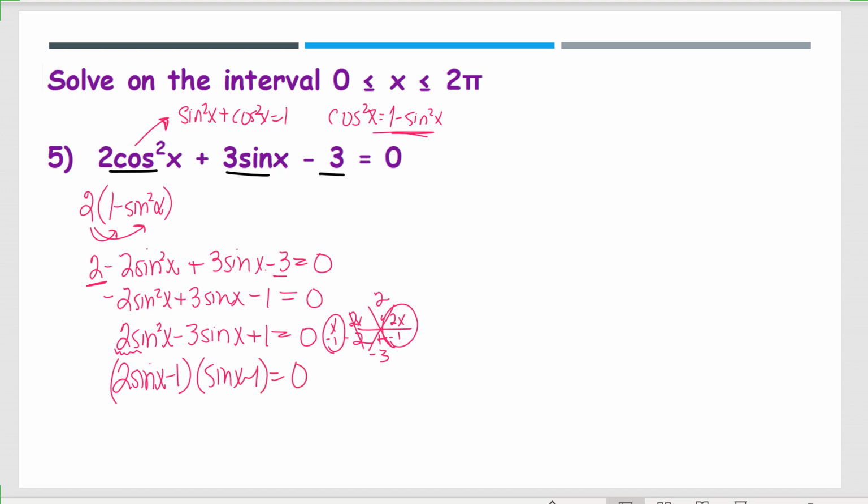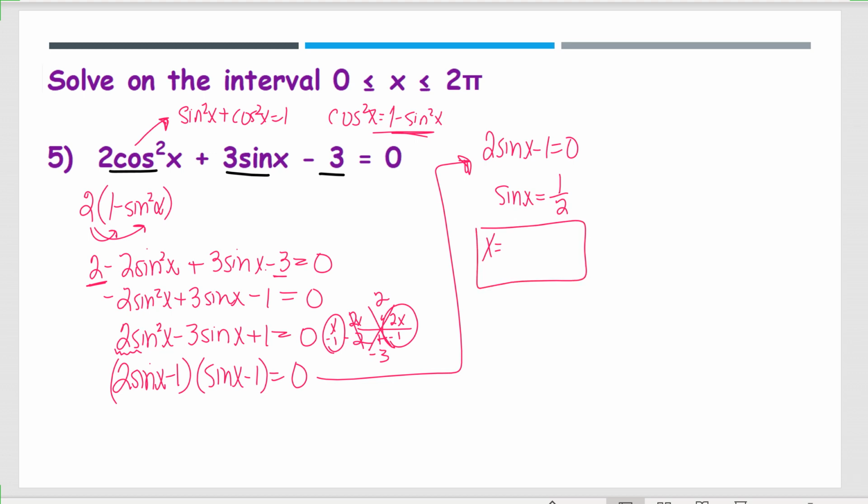And then we are going to set those two factors equal to 0 as we've done with everything else up to this point. So I have 2 sine of x minus 1 equal to 0. To isolate sine of x, we have to add 1 and divide by 2. So we're trying to solve where sine is equal to positive 1/2. It's positive in quadrants 1 and 2 at pi over 6 and 5 pi over 6.